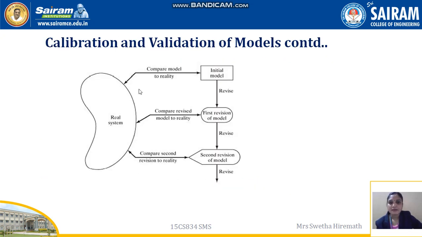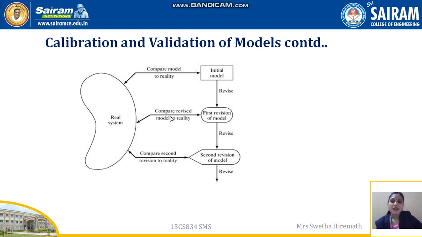So here in this diagram we can see the initial model. In this initial model, what we are going to do is compare the model to the reality. How do we compare? We compare the input and output of the real system with that of the initial model. Then, if any changes are needed in our model, we go for revising it. Once we revise, that is the first revision of the model. This first revision will again be compared with the real system, so we compare the revised model to the reality.